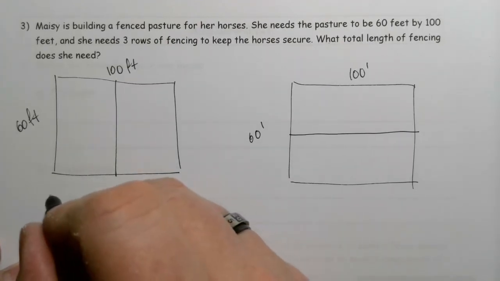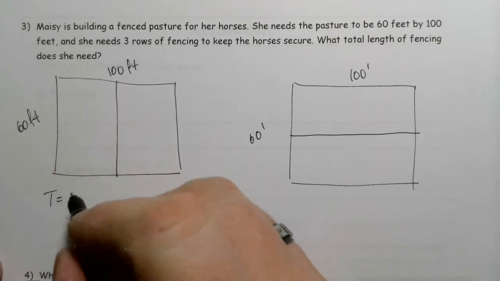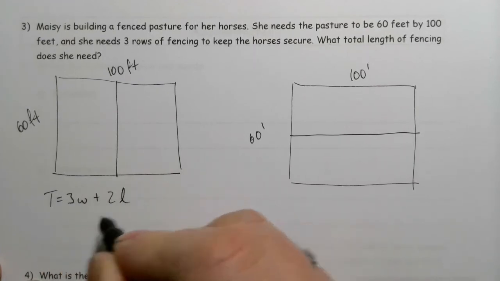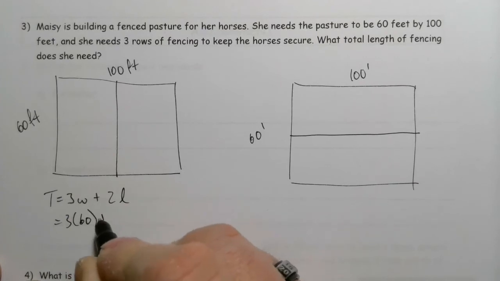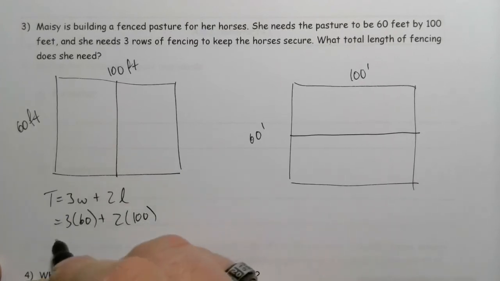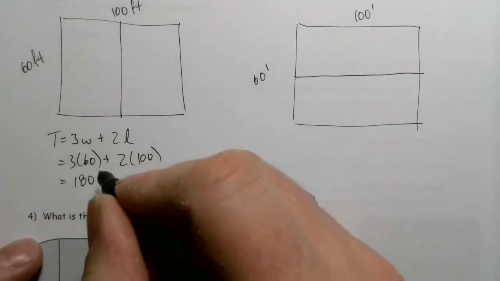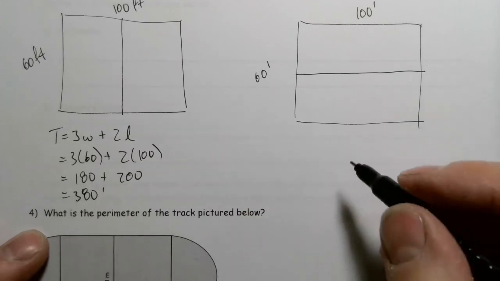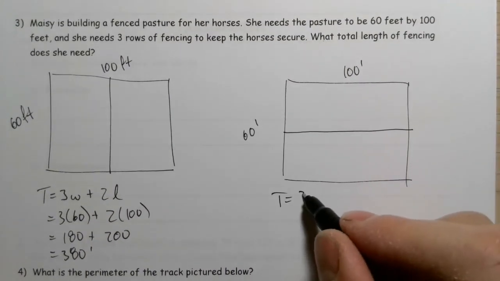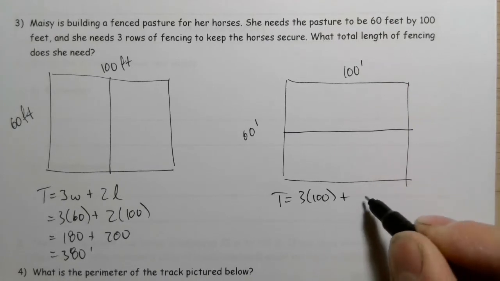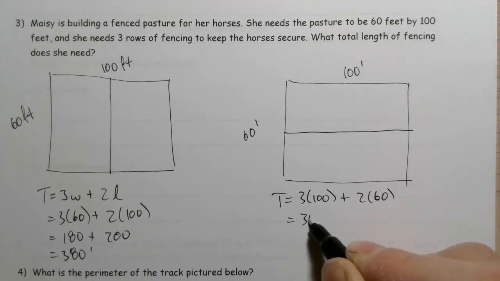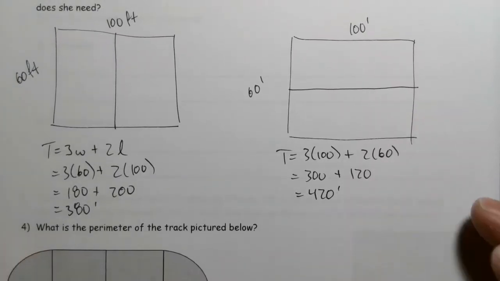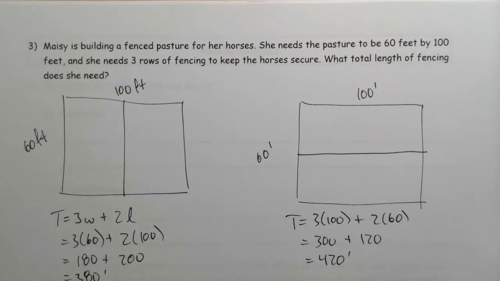So, what we're going to do here is find the total amount of fencing she's going to need. In this case, it's going to be 3 times my width plus 2 times my length, or 3 times 60 plus 2 times 100. Okay, so 180 plus 200, or 380 feet. Or the total amount that you're going to need is going to be 3 times 100 plus 2 times 60. So 300 plus 120, 420 feet. So it kind of depends on how she wants to do this.